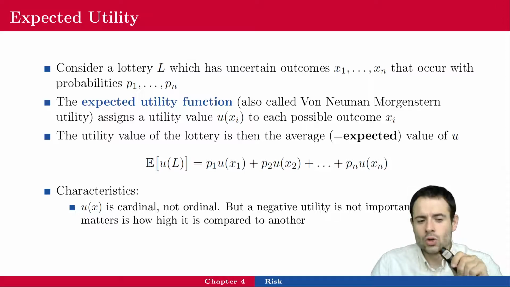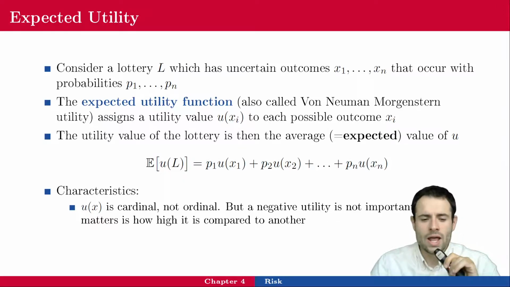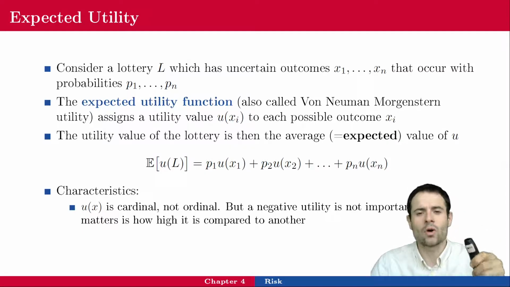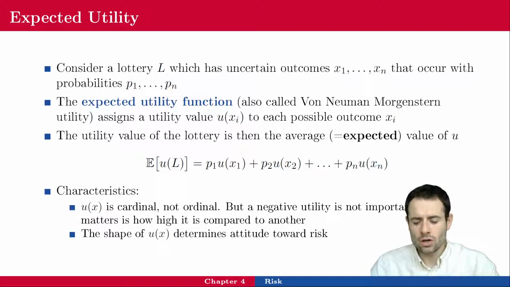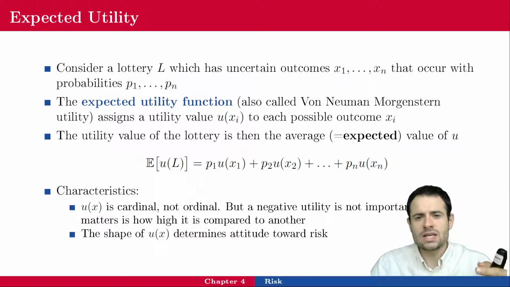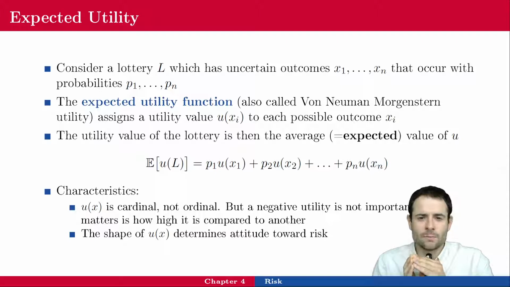Remember, u of x, the utility function, is cardinal. It assigns a number to a lottery or to an outcome in general. So it is not ordinal. An ordinal relationship is a ranking between two different options. For instance, I could say, I prefer tea to coffee. This is ordinal. I am ranking tea first and coffee second.